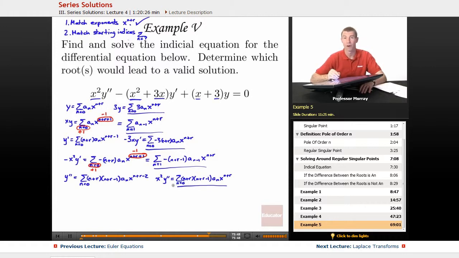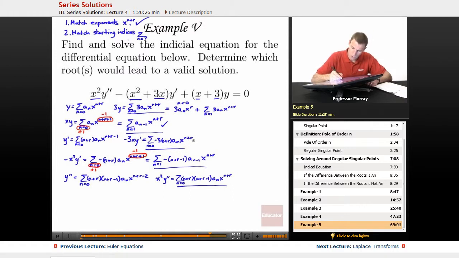So that means for all the n equals 0 ones, I'm going to pull out one term. So I'm going to pull out the n equals 0 term. So let's go ahead and start here. The n equals 0 term here is 3a0 x to the r. And so that was my n equals 0. And now I have the sum from n equals 1 of 3an x to the n plus r. This one's already okay because it already starts at n equals 1.